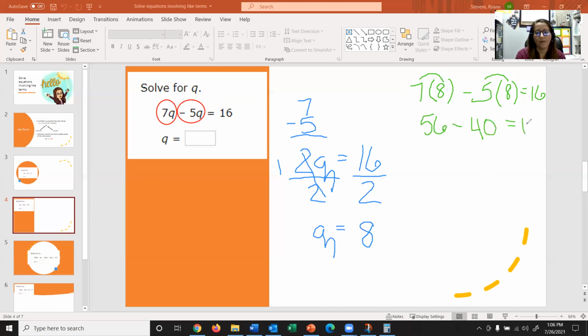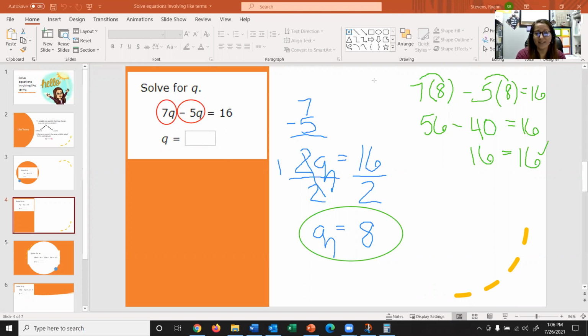Okay, now we have 56 minus 40, which will give us an answer of 16. And this is going to show us that this does check and this does work. So our answer in this case is going to be q is equal to 8.